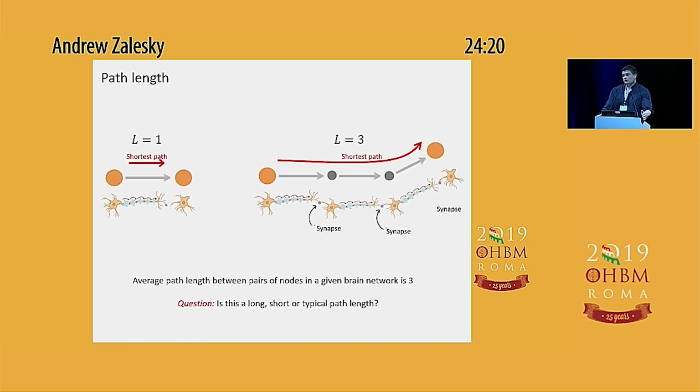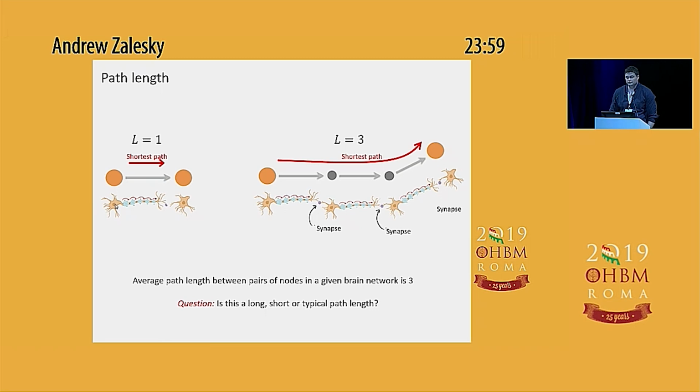Null models. To motivate the rationale for, or the need for a null model, I want to consider the network measure of path length. Bratislav will go into more details about path length in the afternoon, but for now it'll suffice to say path length is really just the number of synapses that need to be traversed in a neuronal network.